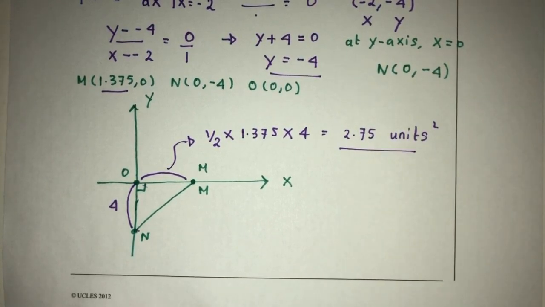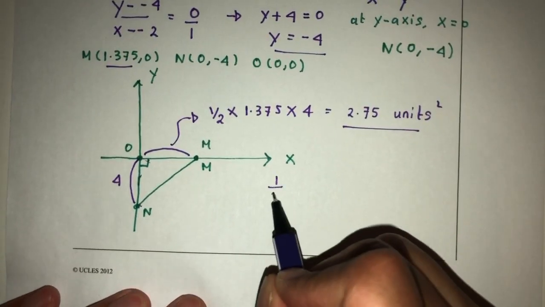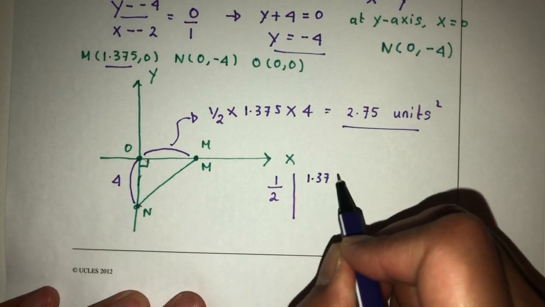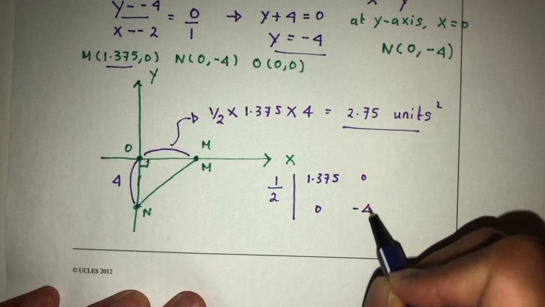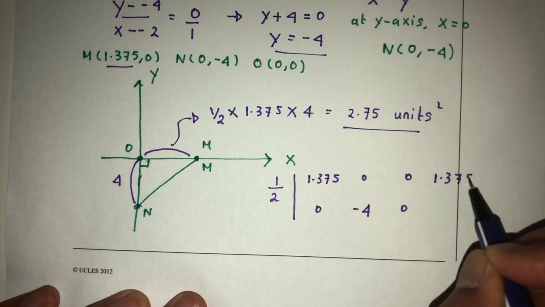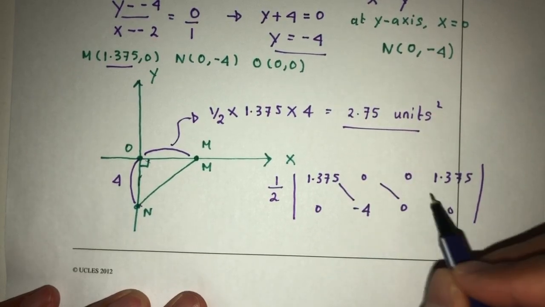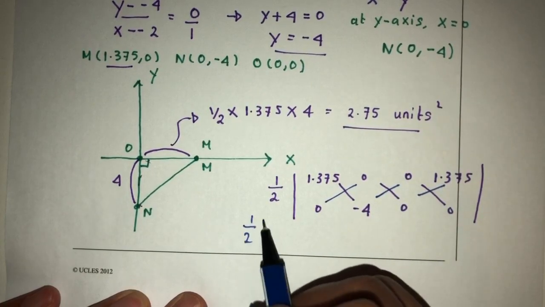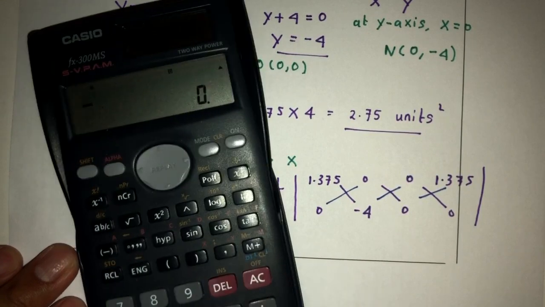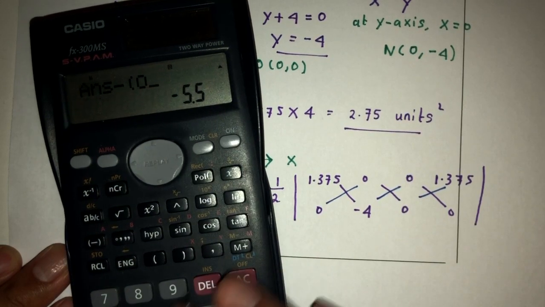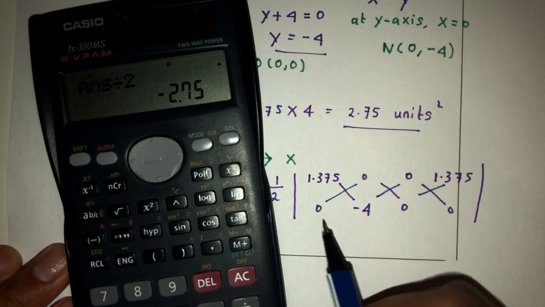You can always just use your formula as usual, which is half modulus starting from the point of M, which is (1.375, 0), minus 4, the point of N, and then (0, 0), and then ending with the first point, and then just first multiply these, and then multiply these in this direction. You will have 12. So let's try this out. 1.375 times minus 4, that will be this, and then minus, that will be 0, divided by 2.